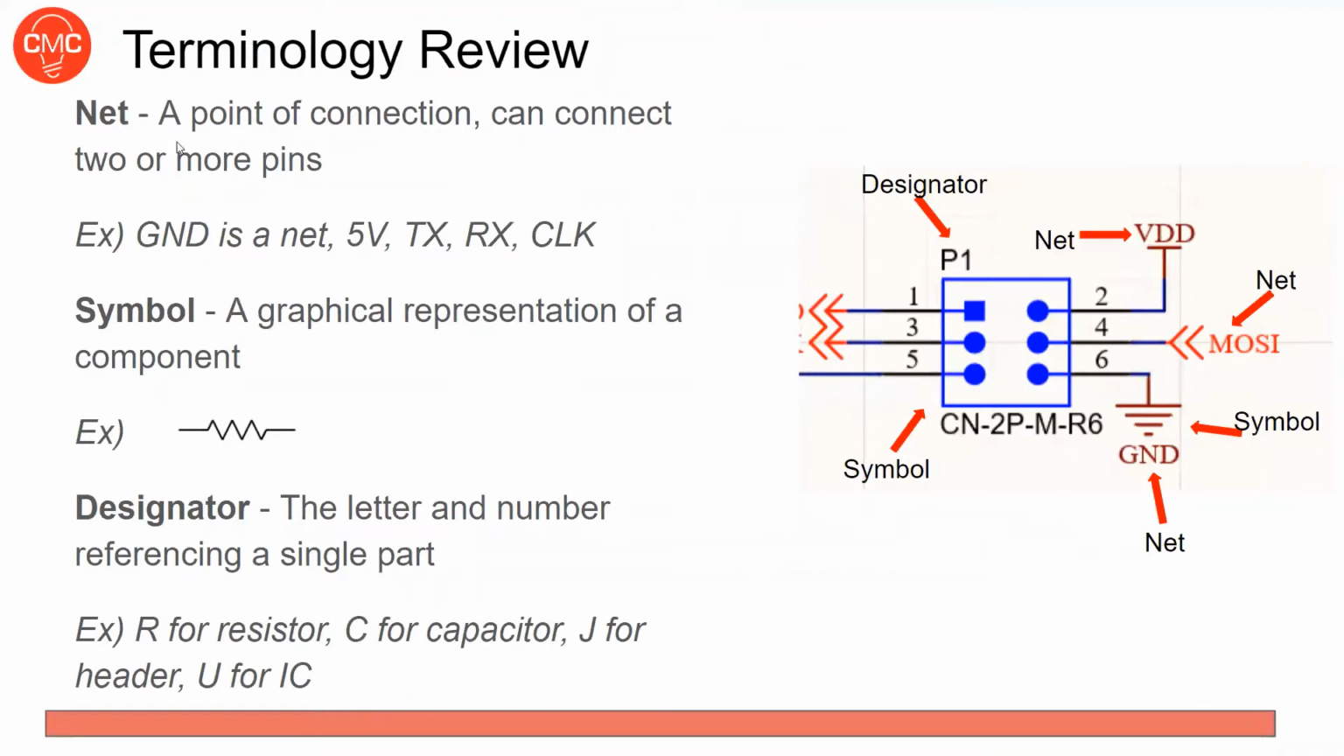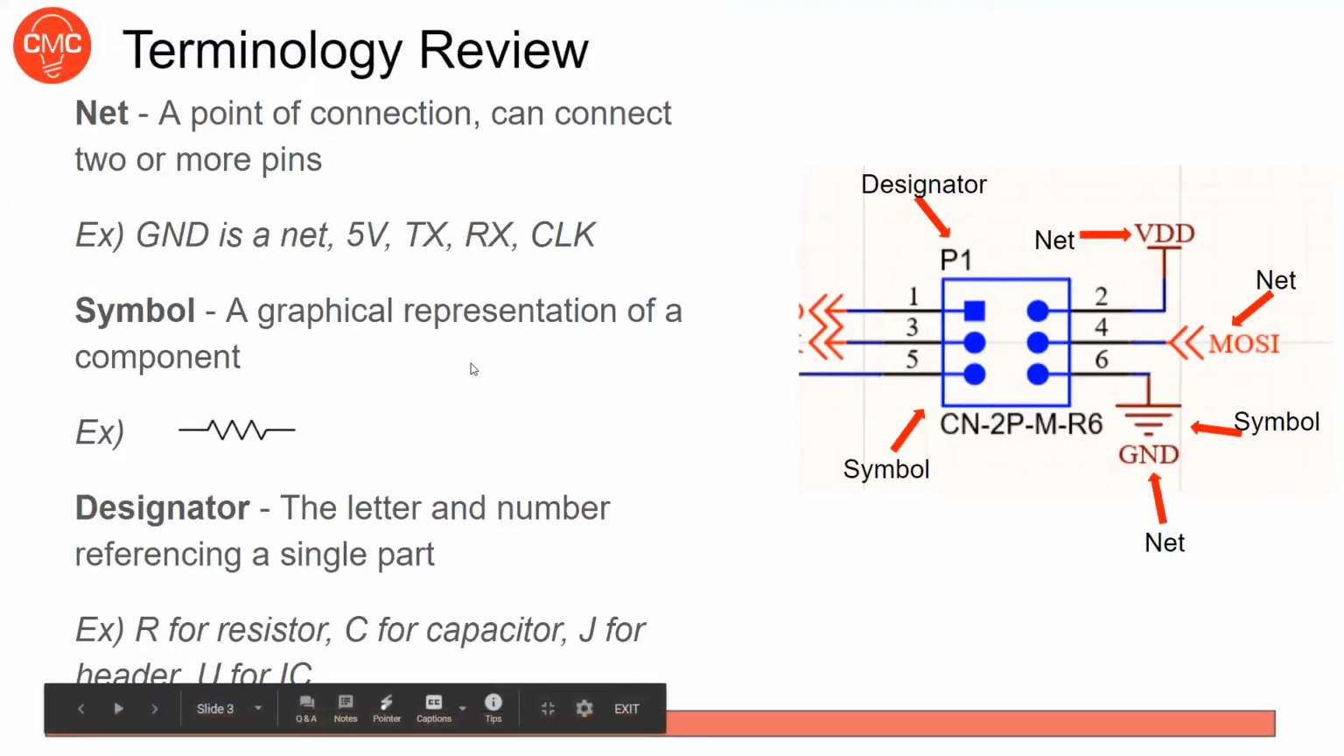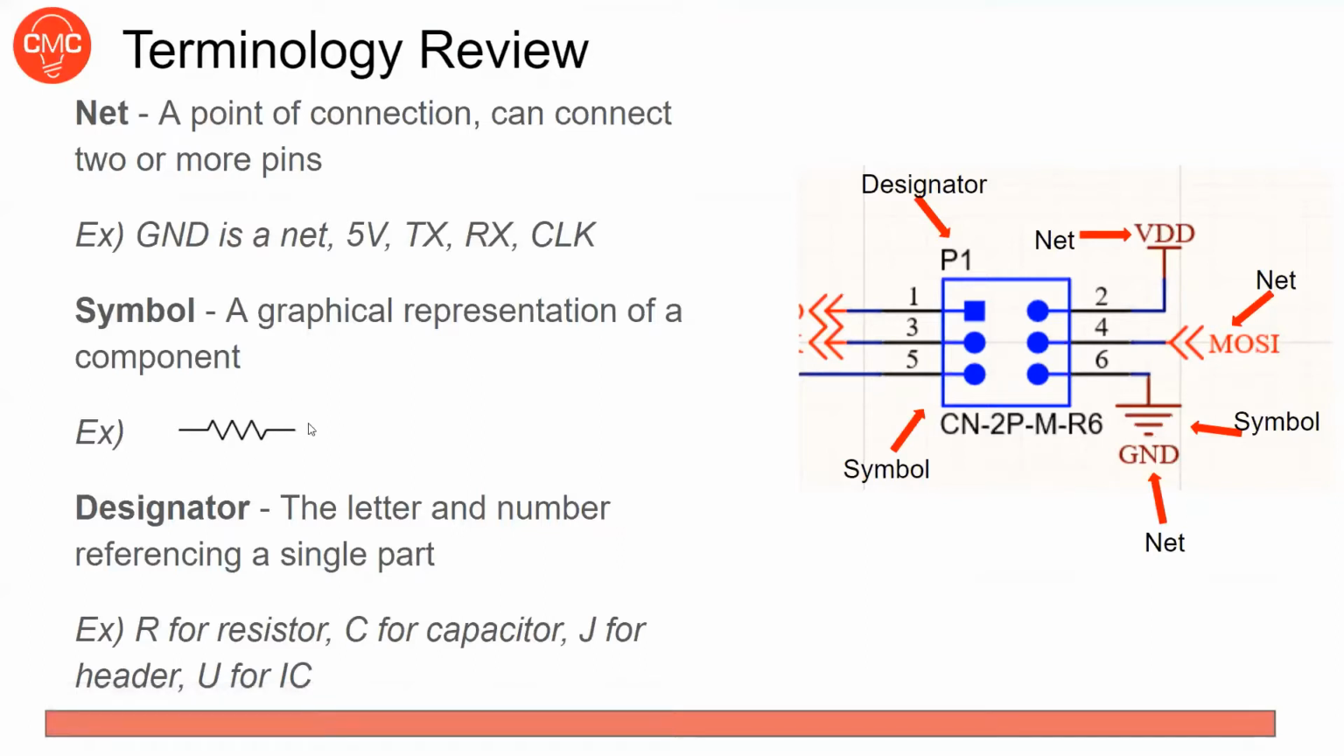Quick terminology review: a net is a point of connection and can connect to 2 or more pins. So ground is a net, but also TX, RX, clock. Ground's connected to a lot of different things, but it's just one net. A symbol is a graphical representation of a component. So this is the resistor symbol, which you've probably all seen before. And a designator is the letter and number referencing a single part. So R for resistor, C for capacitor, J for header, U for an IC.